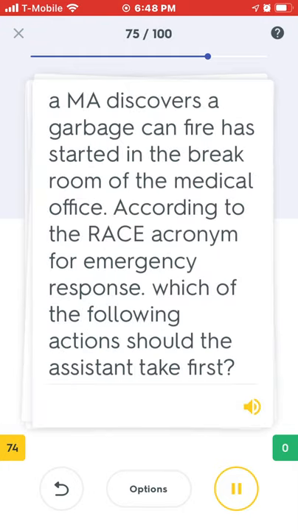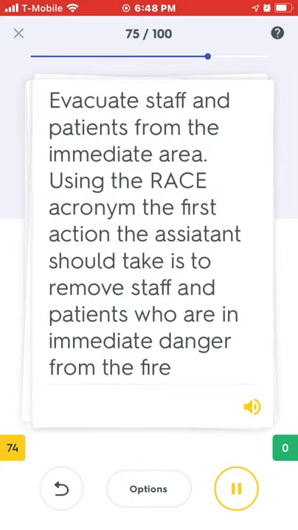A MA discovers a garbage can fire has started in the break room of the medical office. According to the RACE acronym for emergency response, which of the following actions should the assistant take first? Evacuate staff and patients from the immediate area. Using the RACE acronym, the first action the assistant should take is to remove staff and patients who are in immediate danger from the fire.